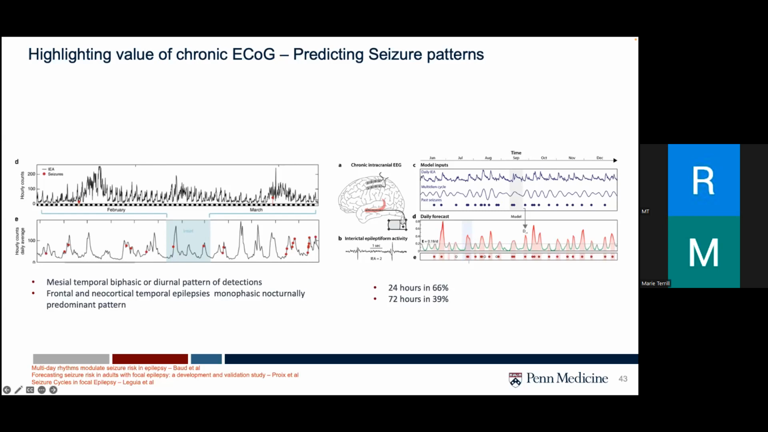Now, to further explore seizure predictability, they developed a computational model using interictal and ictal data from the RNS system. This model successfully predicted seizure occurrence in the subsequent hours or days. In a validation study of 157 patients, the model was able to accurately forecast seizures within 24 hours in 66% of the patients and up to 3 days in advance in 39% of these patients. You can see how this can have huge clinical implications.